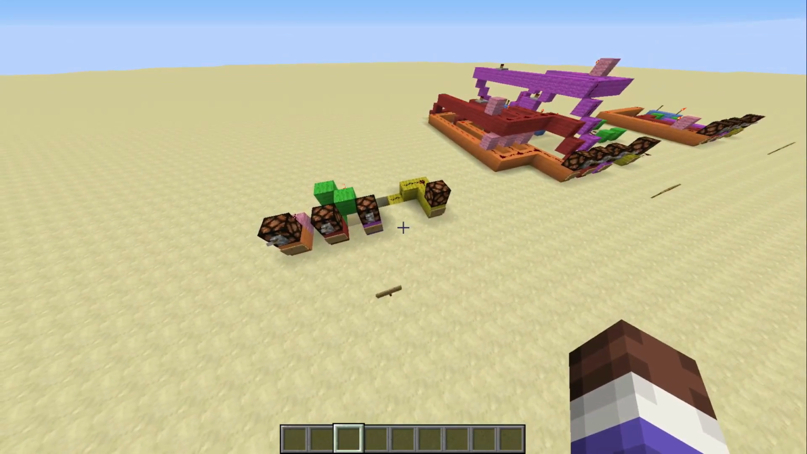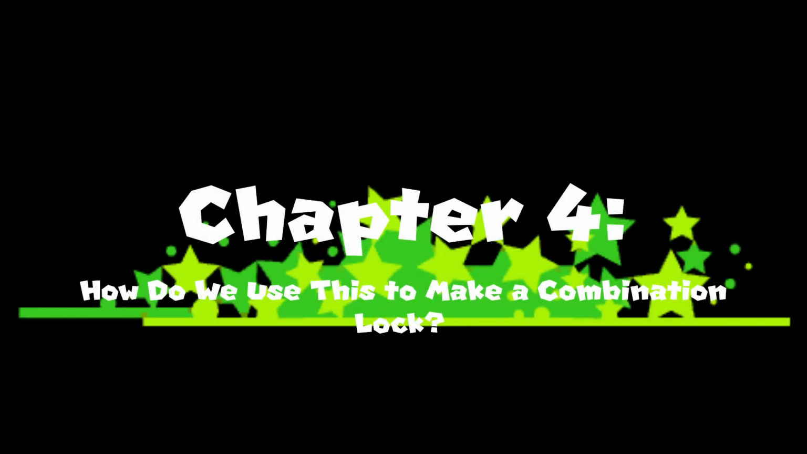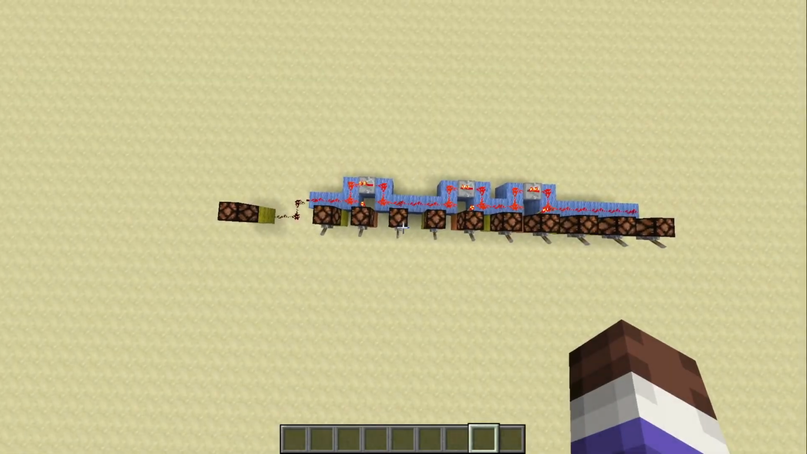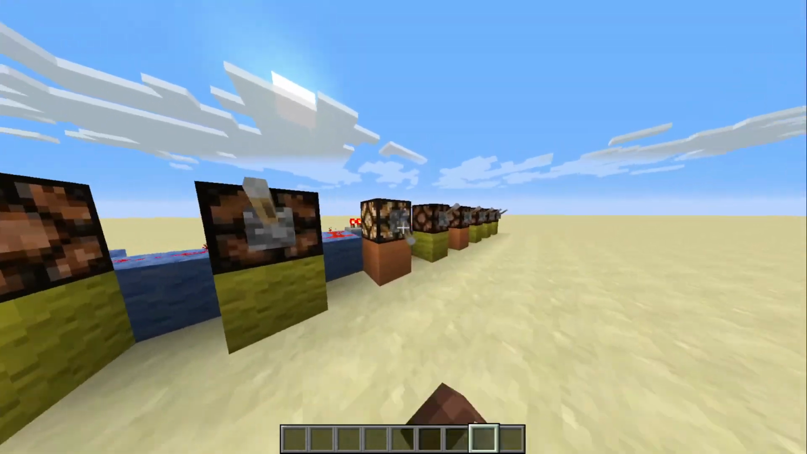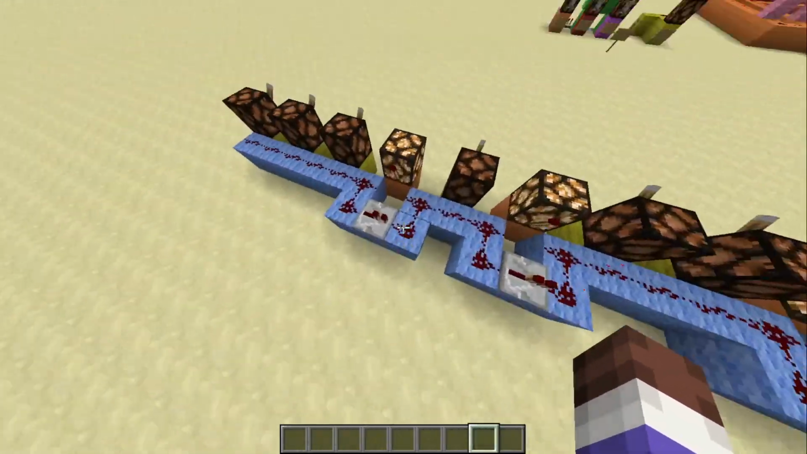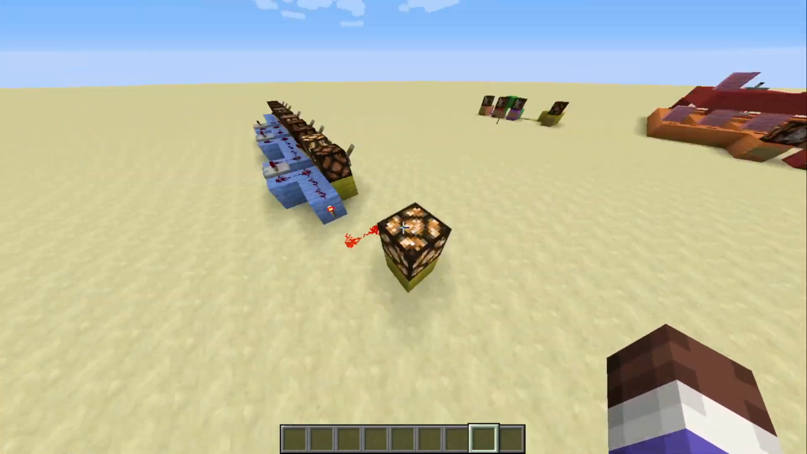But how does this actually apply to making a real combination lock in-game? Just make a big AND gate. It's so easy. Oh, you want these three things to be the inputs? Boom, just put torches on them. Connect the rest of them up to dust. Boom, big AND gate. There's your output.